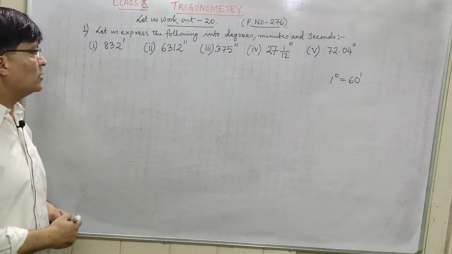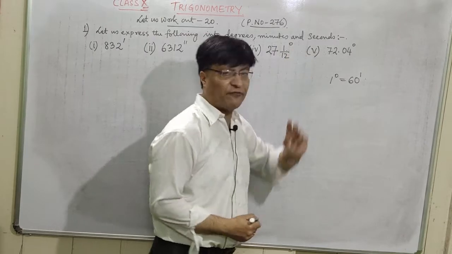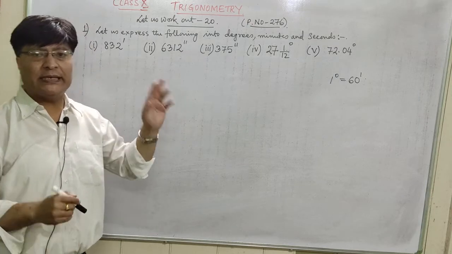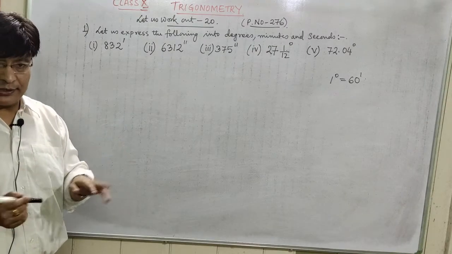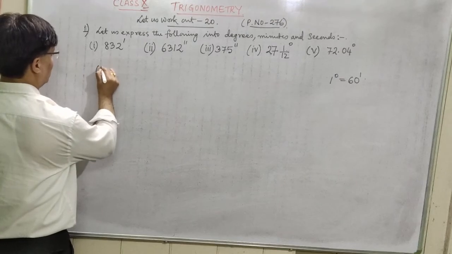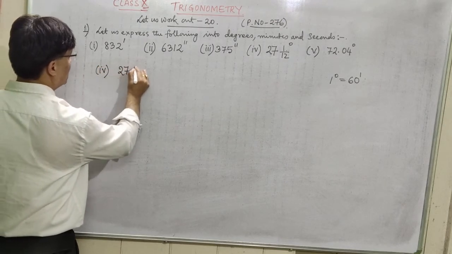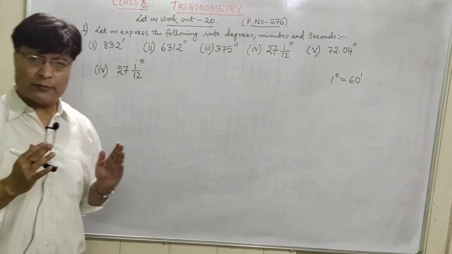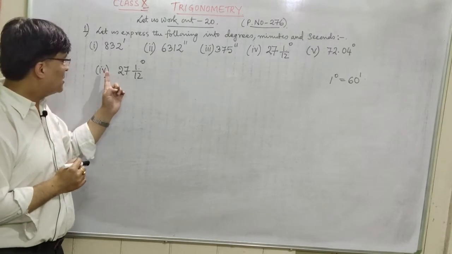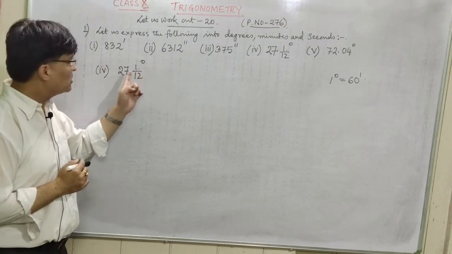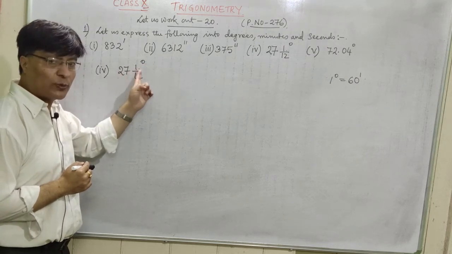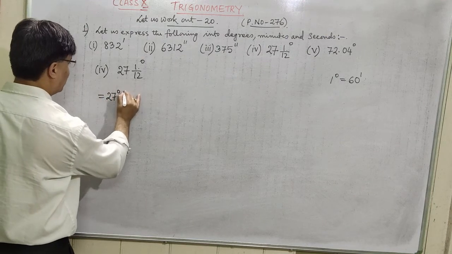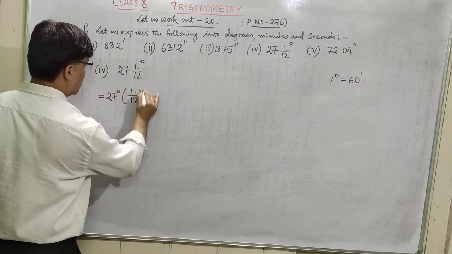So now we will do question number 4 and question number 5. We have to convert 27 1/12 degree into degrees and minutes. From the question it is understood that this is 27 degree as well as 1/12 degree, which is equal to 27 degree and 1/12 degree.